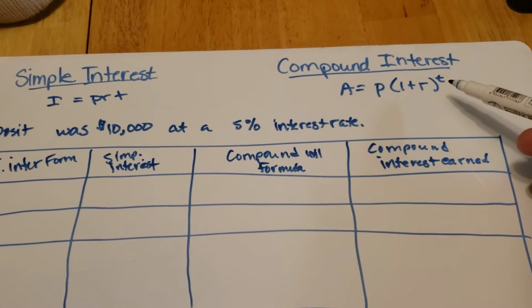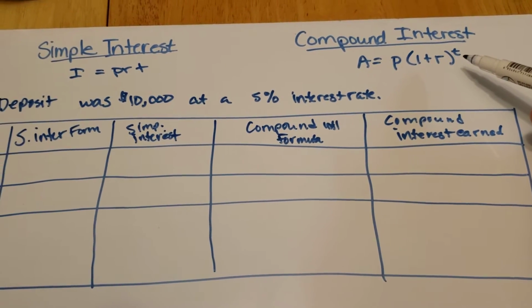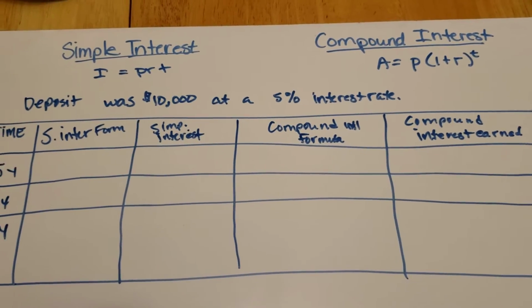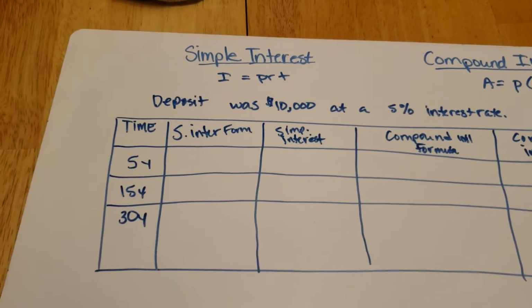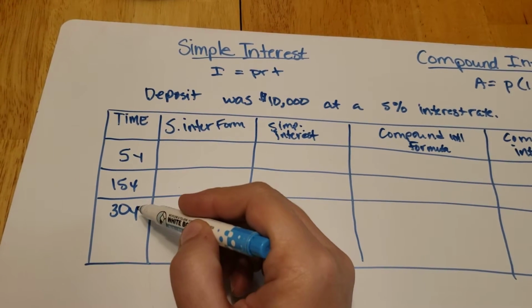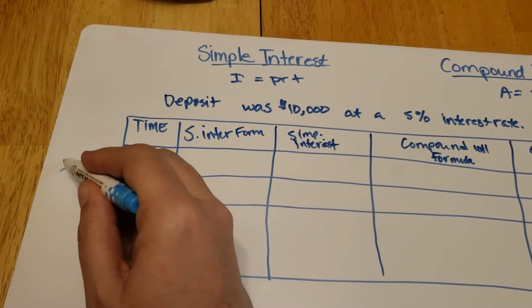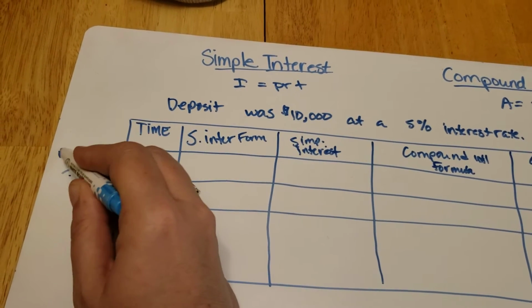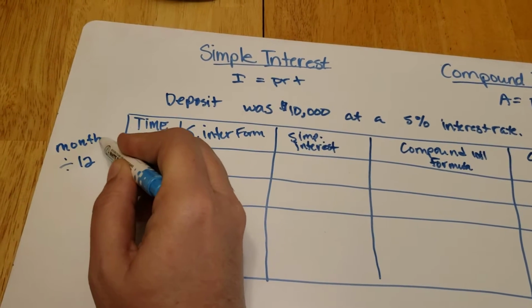Make sure you're going to use your graphing calculator for this so you can put in time as an exponent. Make sure you always have time in years. If they ever give you time in months, you'll need to divide that by 12 so that you can turn that into years, okay?